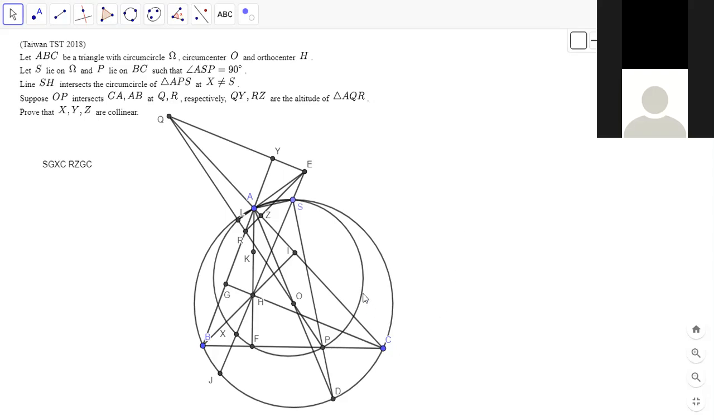Okay, so this circle, yeah, we know this circle exists already. So we know that SXGC is cyclic. We know that RZGC is cyclic. We just need to show one more. We haven't used anything about O. Yeah, because OP intersects. Yeah.